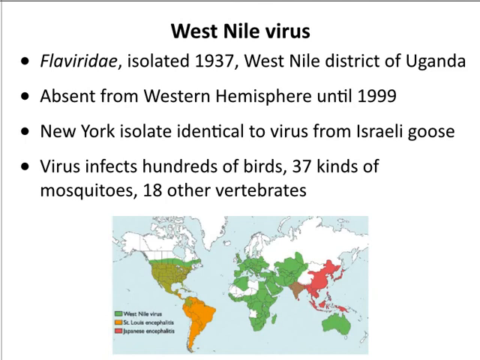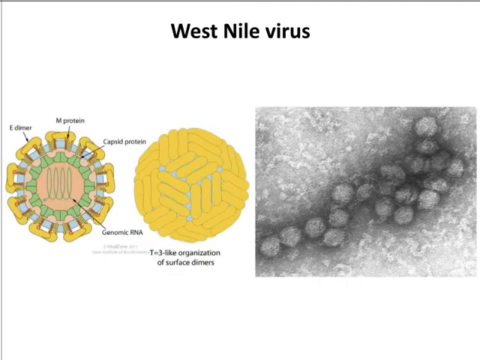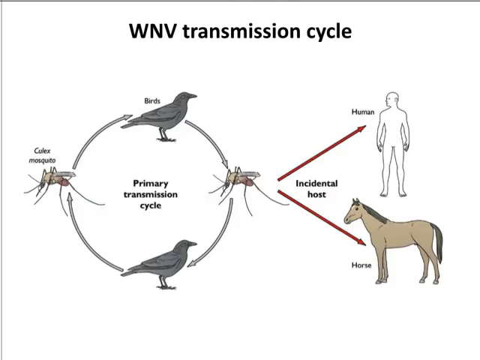It infects many birds and is carried by mosquitoes as well as other kinds of vertebrates. It's a flavivirus. It is an enveloped virus with glycoproteins lying parallel on the surface with an icosahedral capsid inside. It's a plus-stranded RNA virus. In nature, it exists in a cycle of transmission between mosquitoes and birds. So this is how it's maintained, and the geese in Israel are part of that cycle.